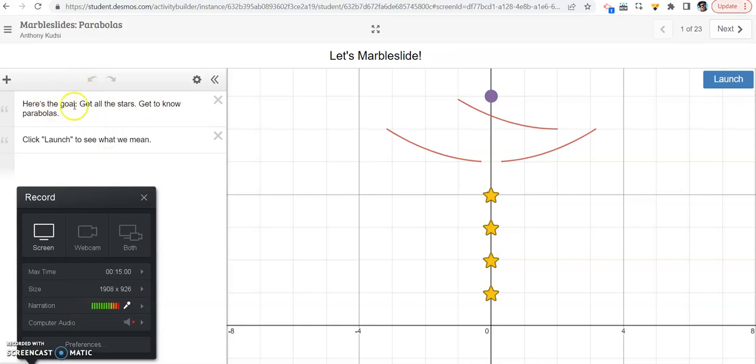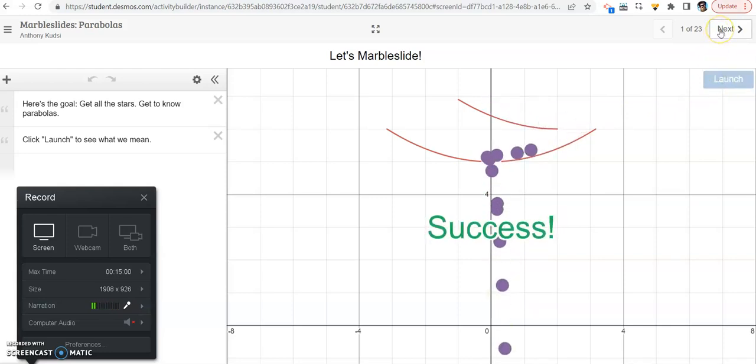So over here it says, here's the goal: get all the stars, get to know the parabolas. Click launch to see what we mean. And so it goes like that, and you hit all the stars. So what you're seeing here are parts of a parabola. This is sort of a full parabola with the middle missing. This is sort of half of a parabola stopping at the vertex right there. Alright, so that's what it does.